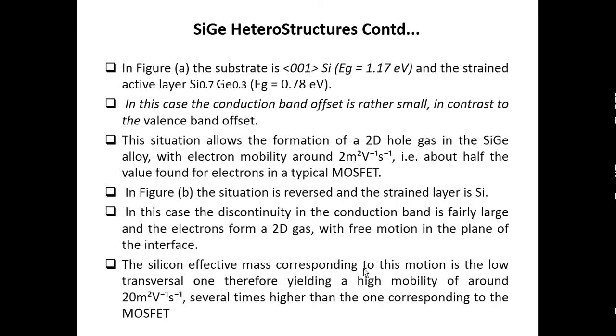But a 2D electron gas, it is not really a gas. The 2D electron wave motion is called 2D electron gas. That is 2DEG. Understand that?